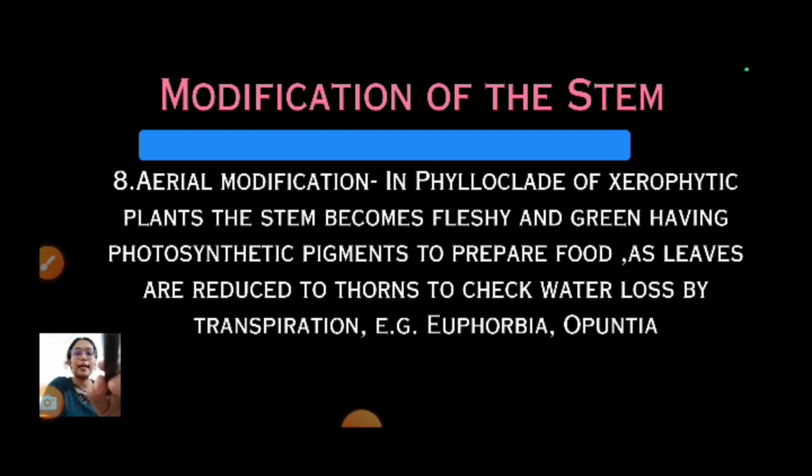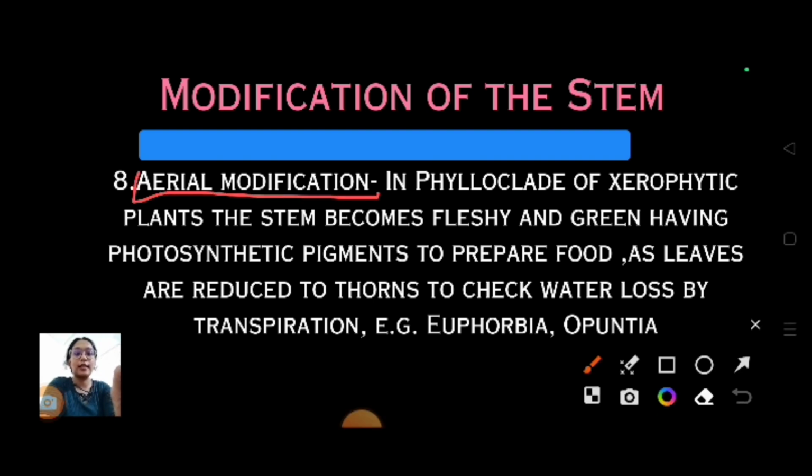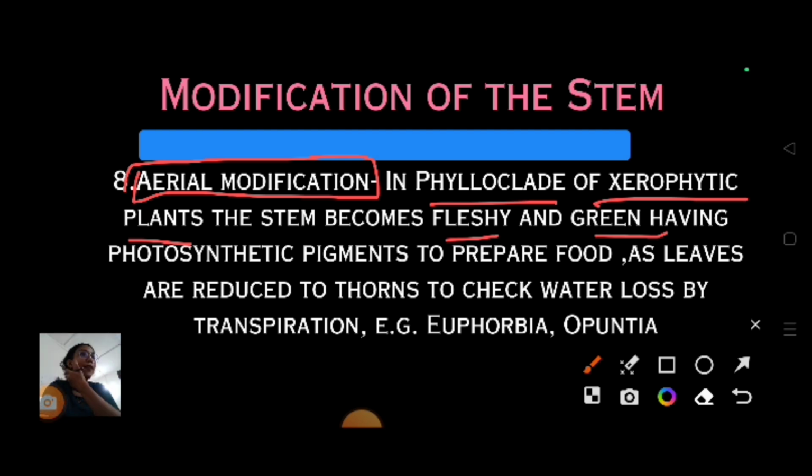Then moving on to the next slide. Aerial modification. Let's see the aerial modification. In phylloclades of xerophytic plants, xerophytic plants mean the plants which are present in the desert condition, the stem becomes fleshy and green. The stem used to become fleshy and green. Fleshy means it becomes a thick structure with lots of jelly and watery. It's very fleshy. Okay, and green in color, having photosynthetic pigment also.